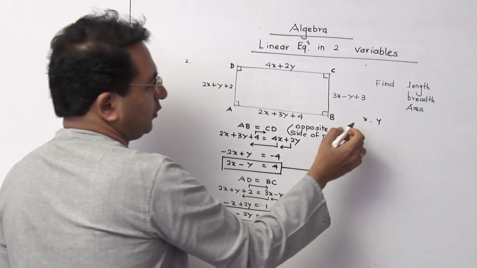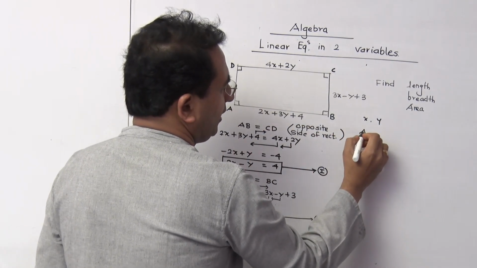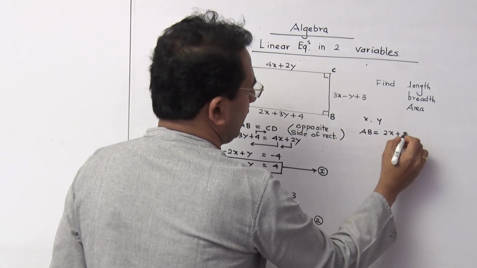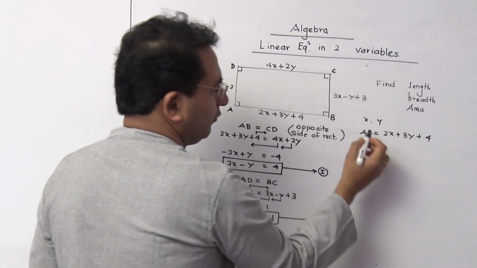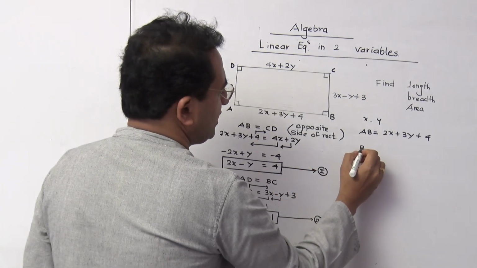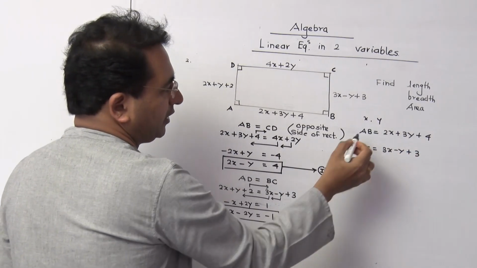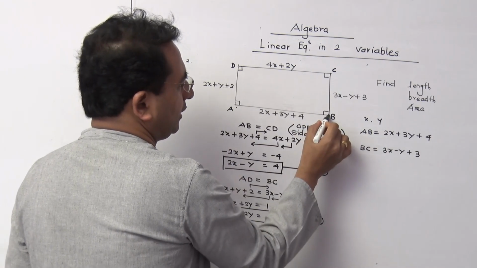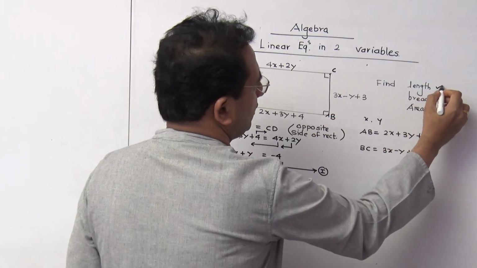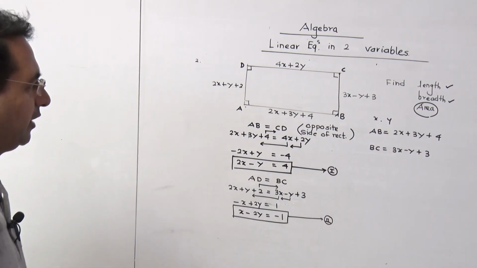Now when you get the answers for x and y, we can plan it like this. Now we will find the AB length. AB length is going to be 2x plus 3y plus 4. So we have to substitute the values of x and y here. And then we go for the BC length, that is going to be 3x minus y plus 3. AB is the length of the rectangle, and BC is the breadth of the rectangle. Once you get the length and breadth, we can go for the area. Area is nothing but length multiplied by breadth.